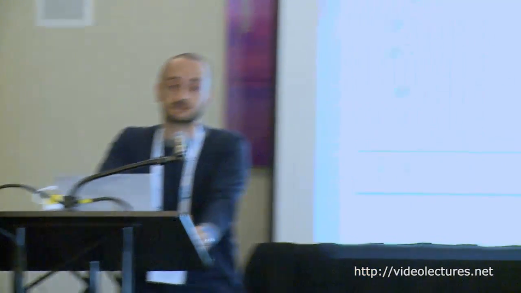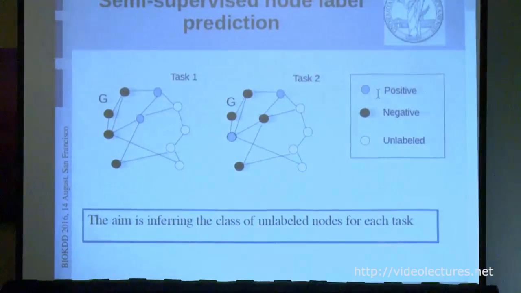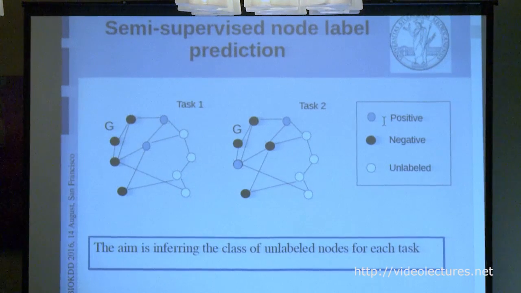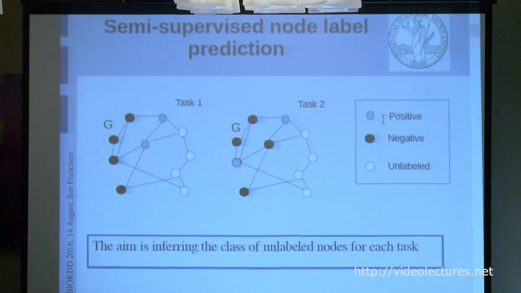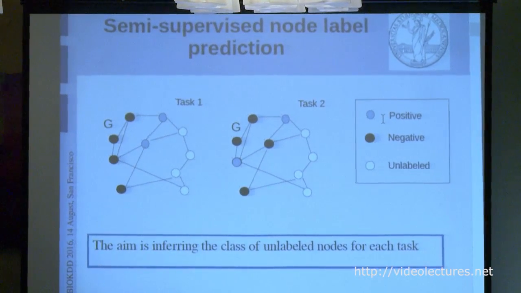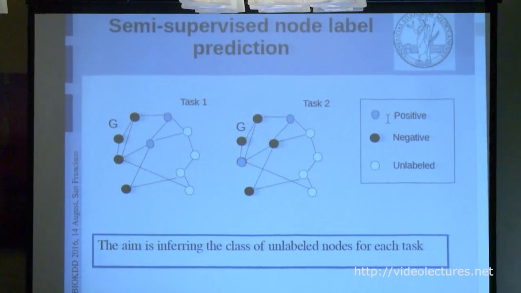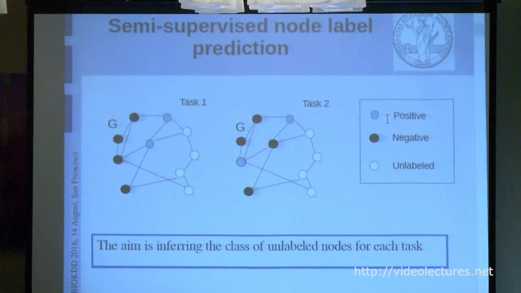Light blue, for example in this case, is a positive instance for the class, for the task we are going to predict. The black ones are the negative ones. The white nodes instead are unlabeled nodes, the nodes for which we want to infer a prediction, black or light blue, according to the neighborhood of these nodes in the graph.